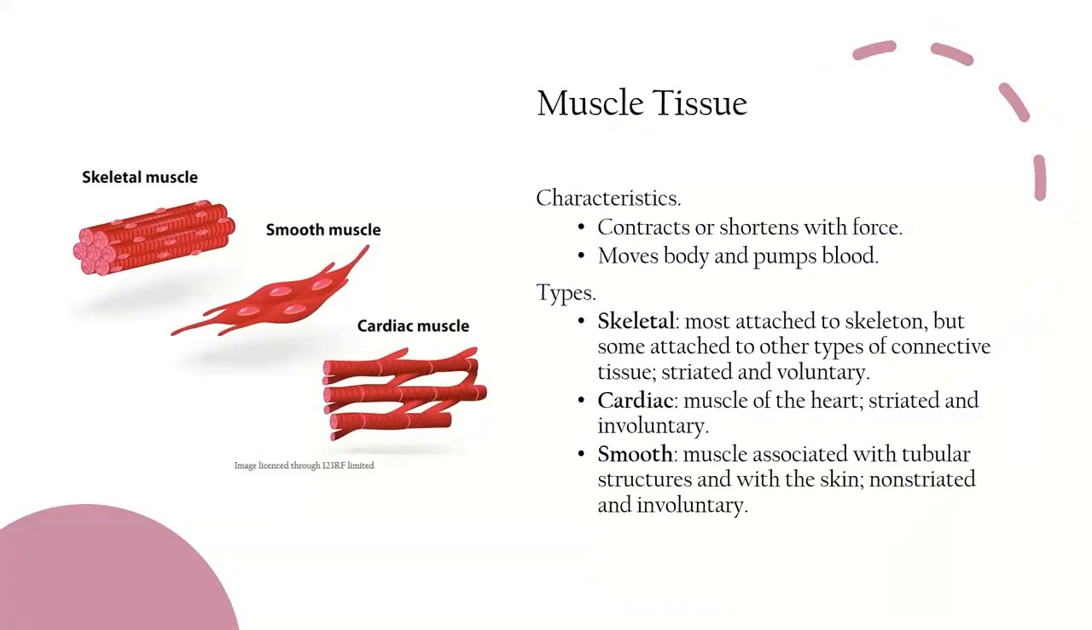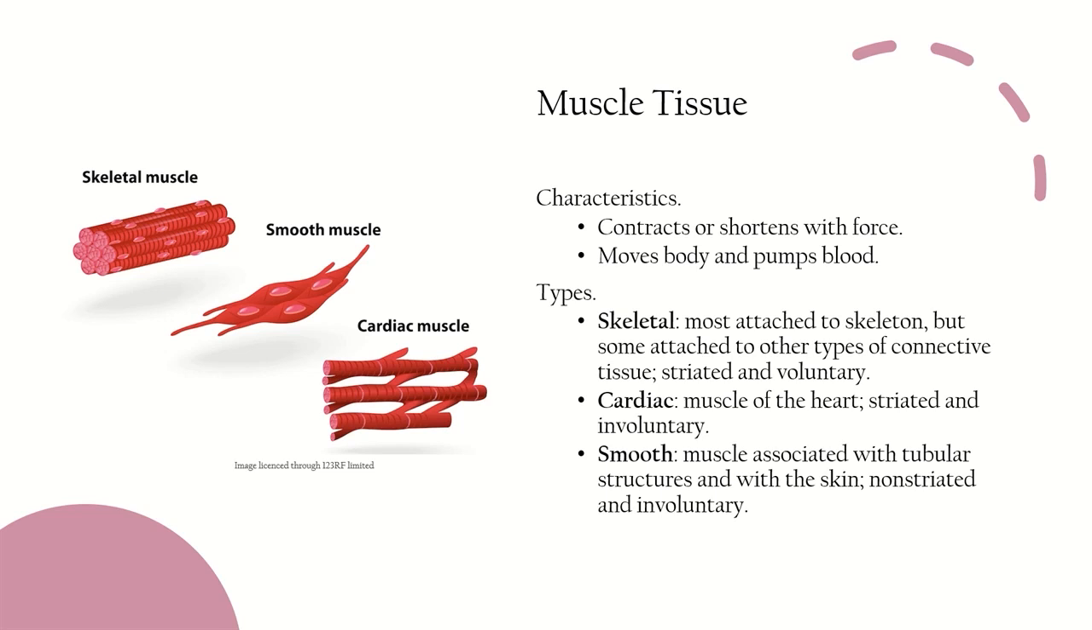Now, muscle tissue here is different, right? We talked about epithelial tissue, we talked about connective tissue, now we're going into muscle tissue. So this is different than the other two. The characteristics here: it's undergoing contractions, i.e. shortening, producing a force, in order to move the body and pump the blood, right? So it's for movement and pumping blood. There are 3 different types: skeletal muscle, cardiac muscle, and smooth muscle.